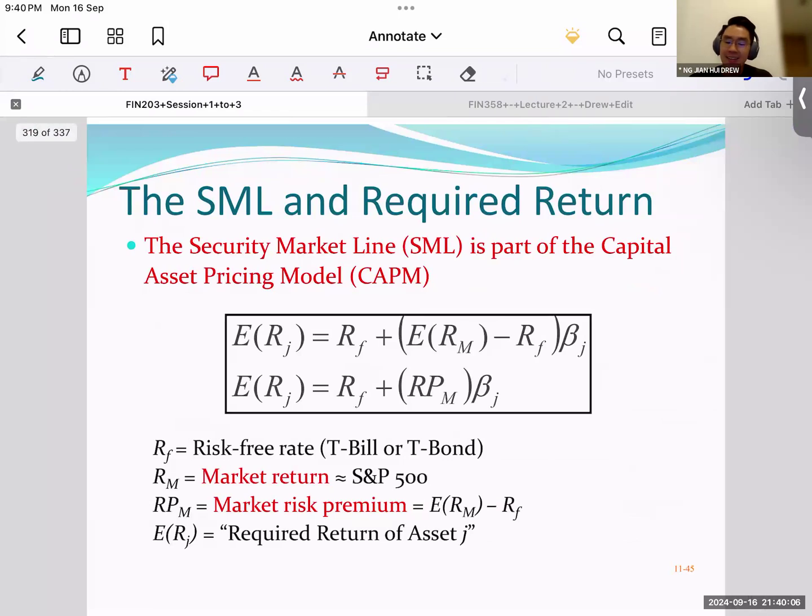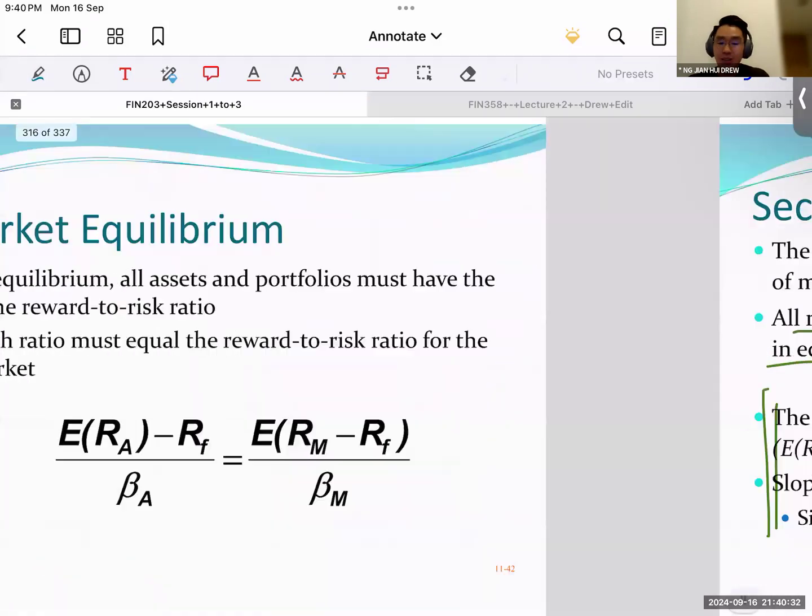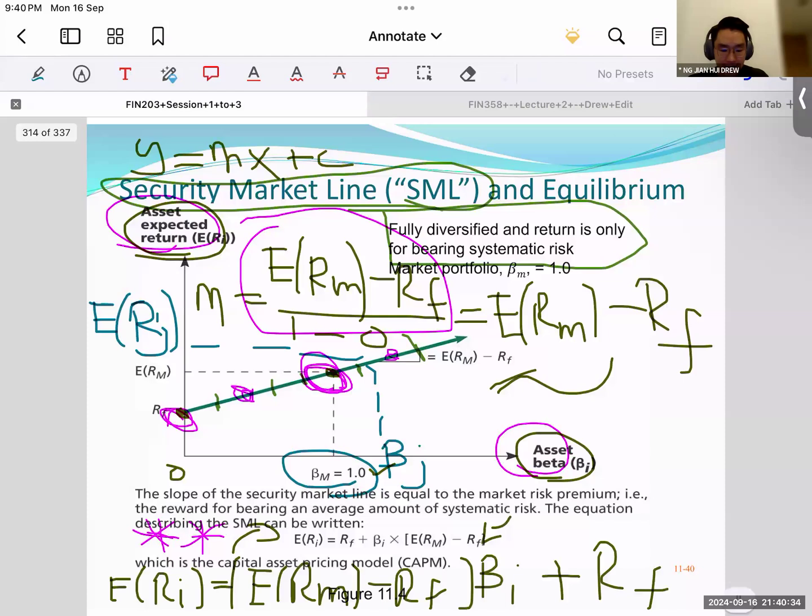Now, the equation of your y equals mx plus c of the security market line has a special name. The equation of the line is called CAPM, the Capital Asset Pricing Model, and it's given by this. I'm just going to flip back to prove to you that we have already written this formula down, so there's no need to memorize it. Can you see that we have already written this formula here? This is the equation of the security market line.